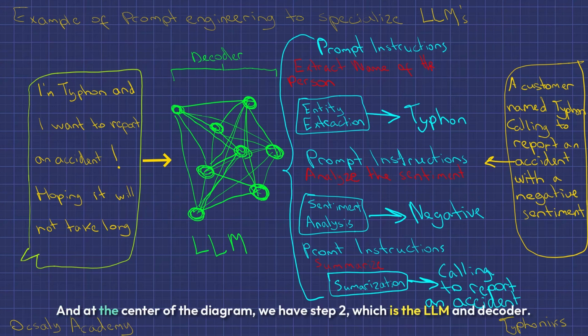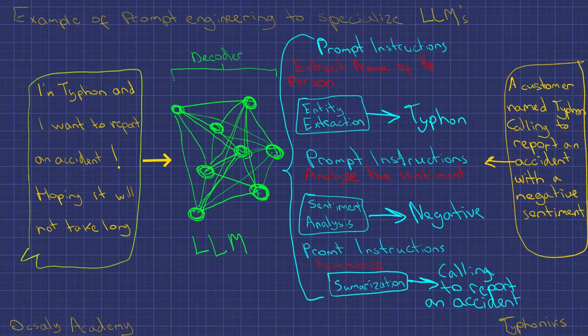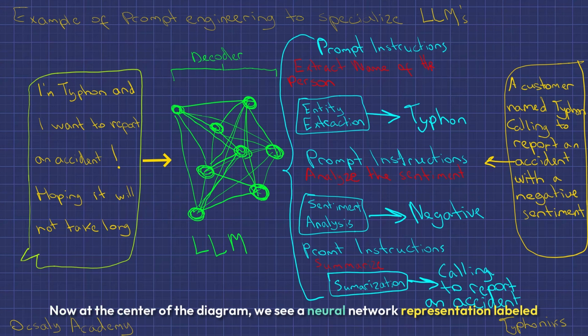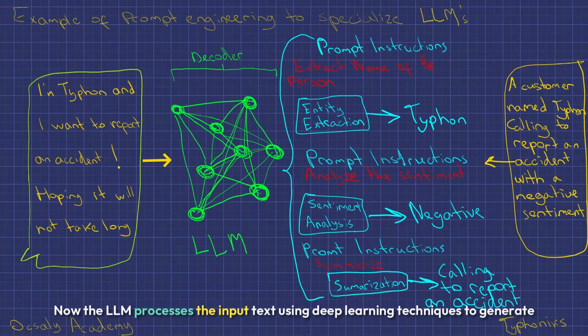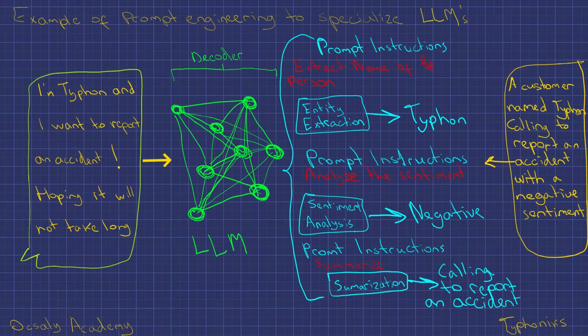And at the center of the diagram, we have step 2, which is the LLM and decoder. Now at the center of the diagram, we see a neural network representation labeled large language model with the term decoder above it. Now the LLM processes the input text using deep learning techniques to generate relevant responses, and the decoder is responsible for interpreting and generating coherent outputs from the processed input.